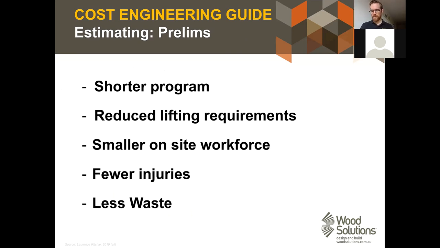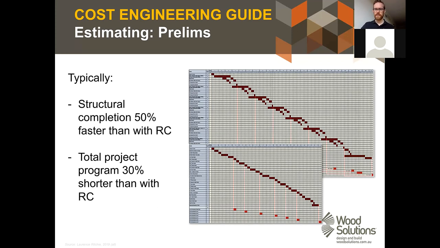So the next section is prelims. And this talks about, of course, preliminaries, the program and the labour. We'll go through it relatively quickly because it's a very big topic, of course, and we'll come back to it in more detail in another seminar at a later date. So typically what we find the main impacts on your preliminary costs are the shorter program, reduced lifting requirements, smaller workforces on site, a safer site, and less tipping and less waste in general. So let's have a look at those.